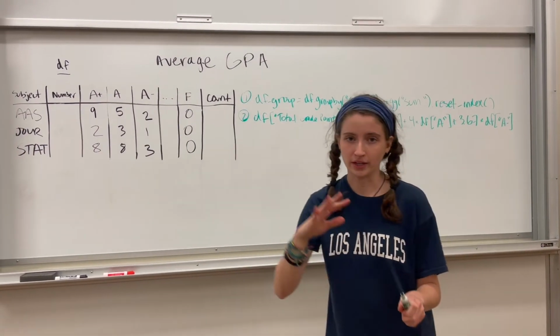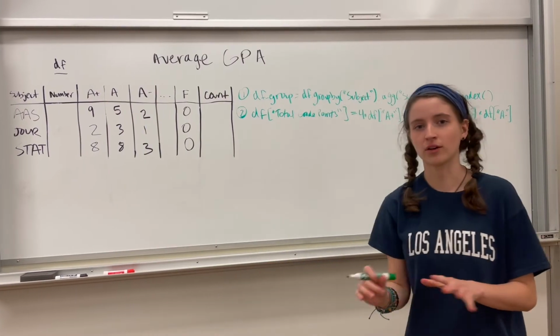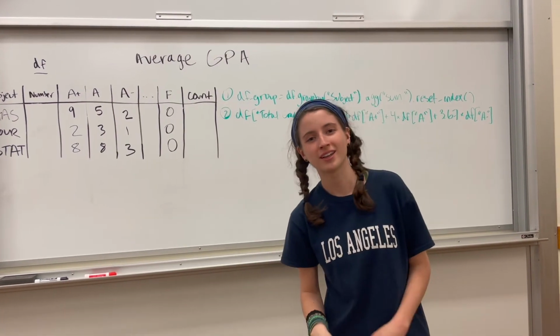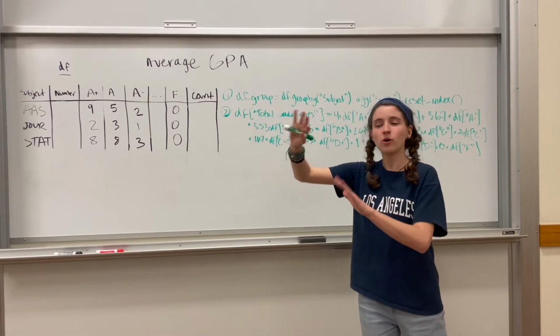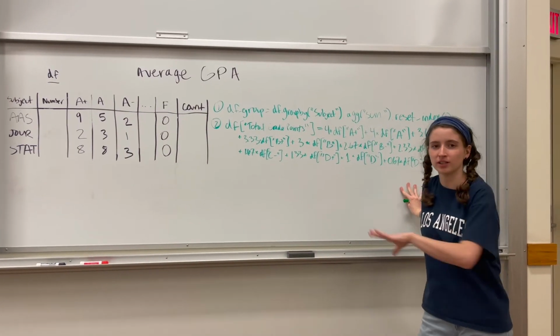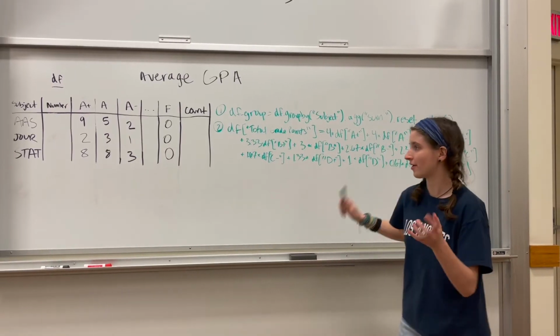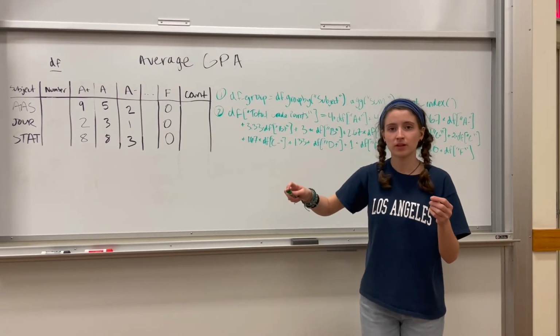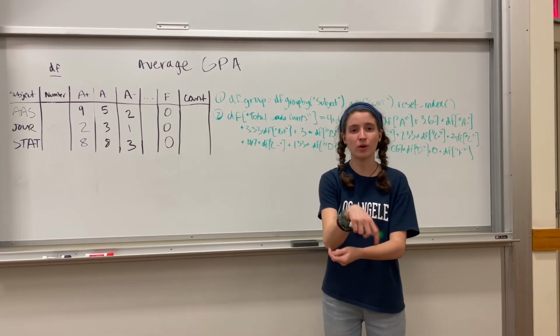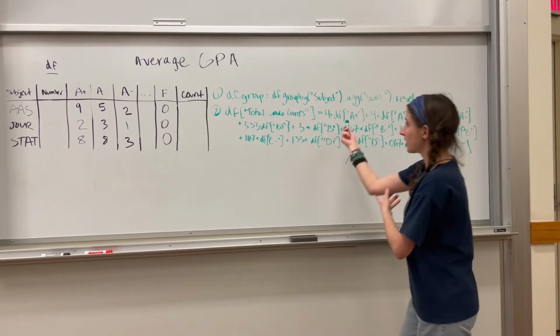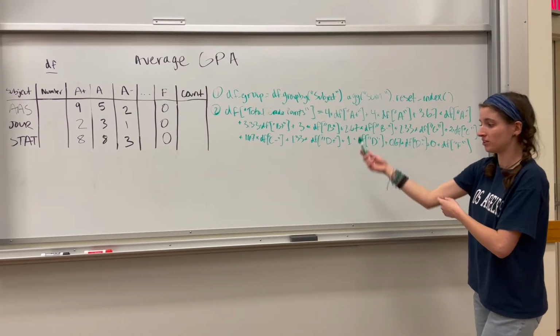So I'm going to do that and then cut to the end of the line, so I don't have to do it all on camera because that would be kind of annoying. So I wrote out the whole line. This might be hard to read because it's kind of messy, but just to get the gist of it, I multiplied every letter grade column by its corresponding weight and added it all together. And that creates a new column in this data frame.